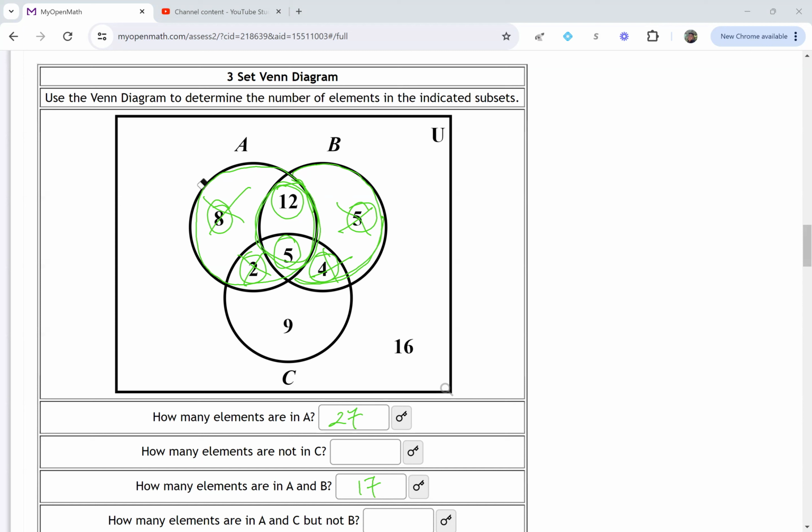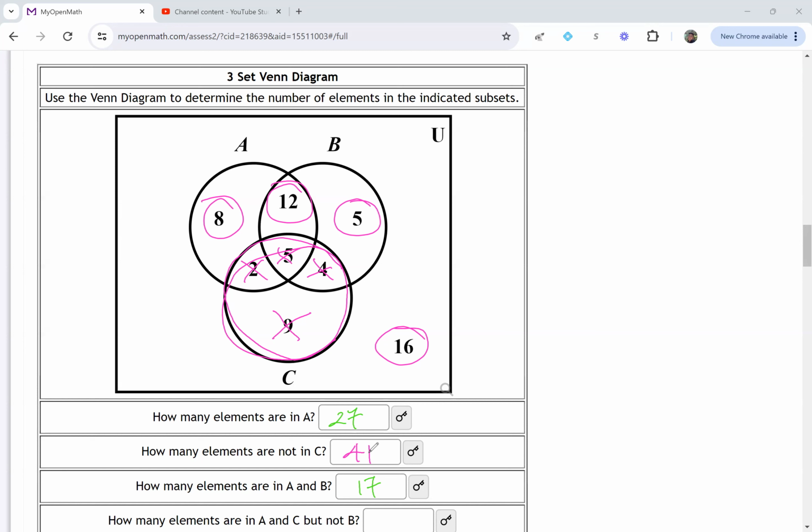Okay, now let me erase some of this. It's getting kind of messy. And let's switch colors. Okay, so how many elements are not in C? So I don't want the 9 because 9 of them are in C. The 2, the 5, and the 4, those are still in C, okay? So instead, what I have to do is find the ones that are not in C. So we've got 8 plus 12 plus 5 plus, don't forget this 16 hanging out here. And then if we add those all together, 8 plus 12 plus 5 plus 16, that gives us 41.